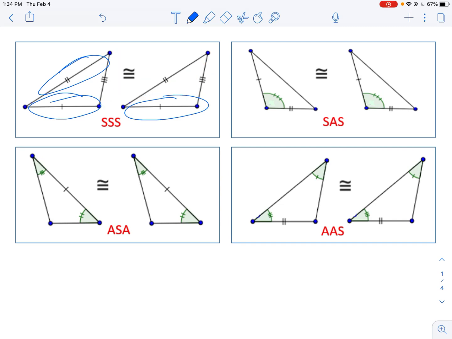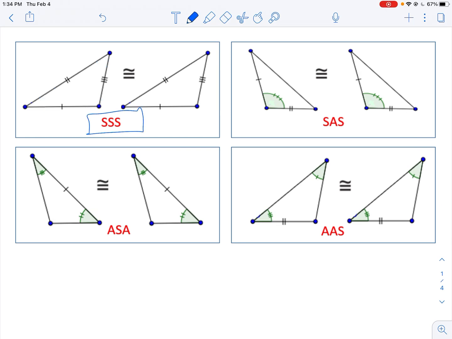But what this theorem is saying is that if those 3 things match up, then everything else is also guaranteed to be congruent. So this angle would be congruent to this one, and this one would be congruent to this one, and this one would be congruent to this one. And that's really what these theorems are saying. If you have these 3 things that match, then everything else is guaranteed to be congruent, and all the corresponding parts will be congruent.